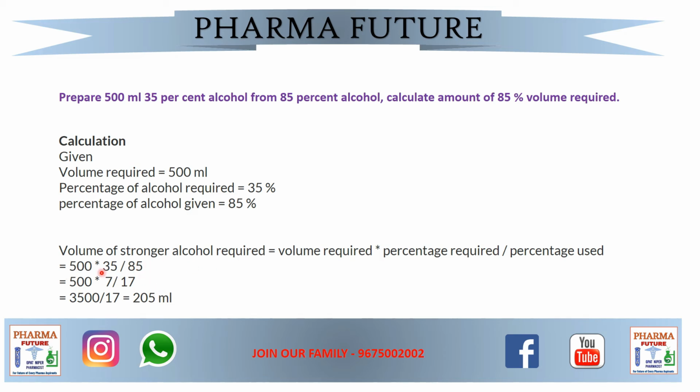Okay, then 500 into 35 divided by 85, that is 500 into 7 divided by 17, which is 3500 divided by 17. 3500 divided by 17 is equal to 205. 205 is the right answer.